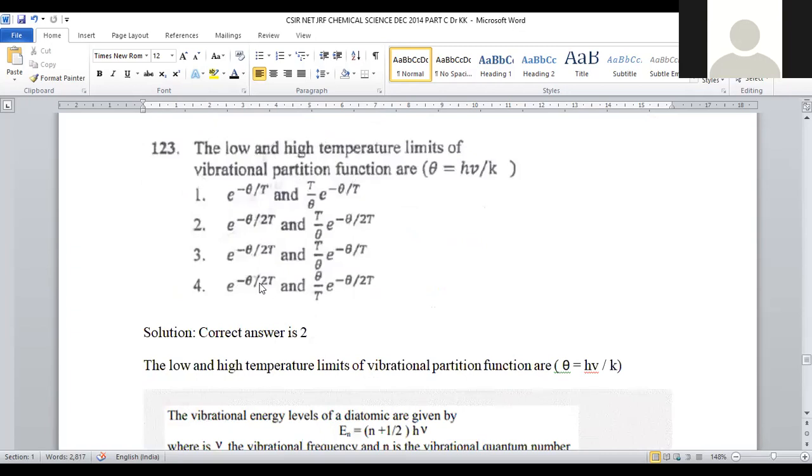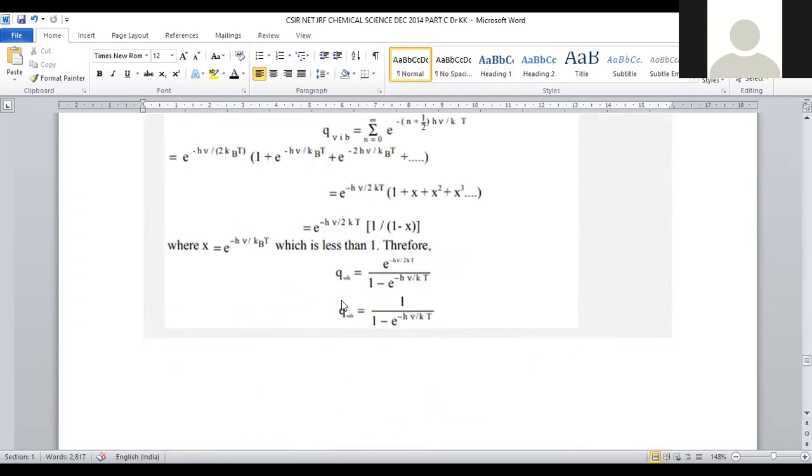At low temperature, this vibrational partition function value is given as e to the power minus theta by 2T. At high temperature, the value will be T by theta e to the power minus theta by 2T. So for question number 123, option number 2 is the correct answer. These two are the limits we are applying. At low temperature, the value will be e to the power minus theta by 2T. At high temperature, the value will be T by theta e to the power minus theta by 2T. So for question number 123, option number 2 will be the right answer.